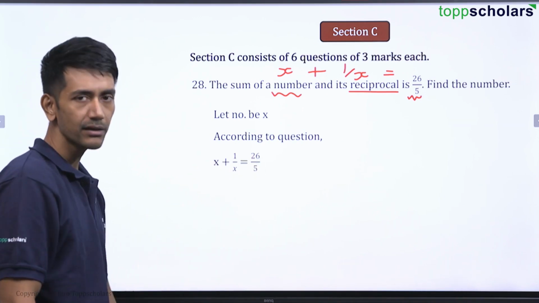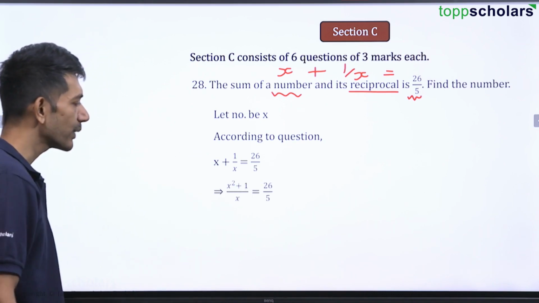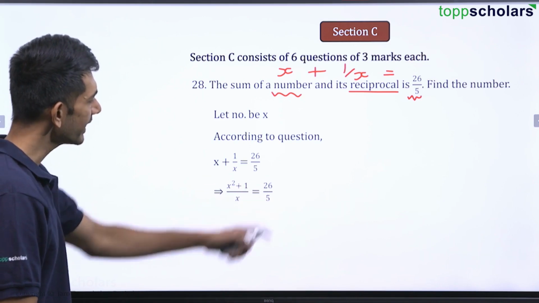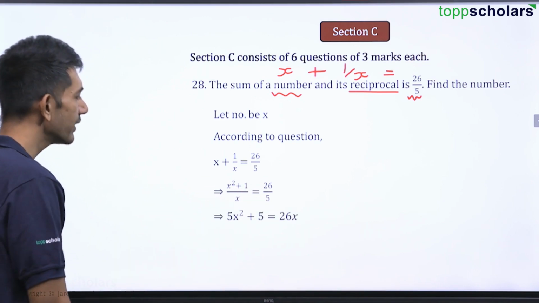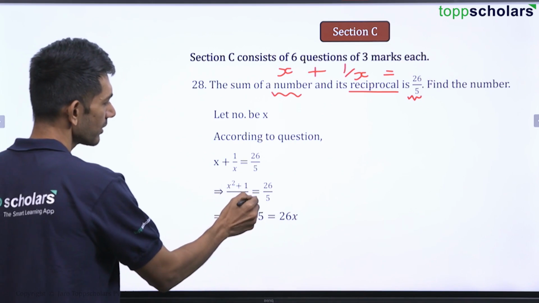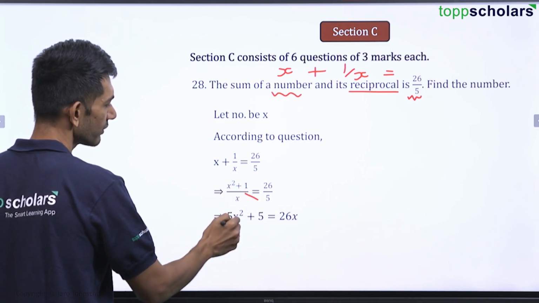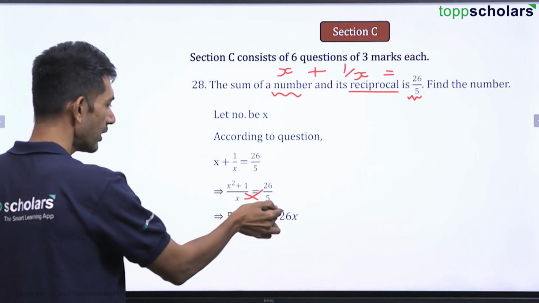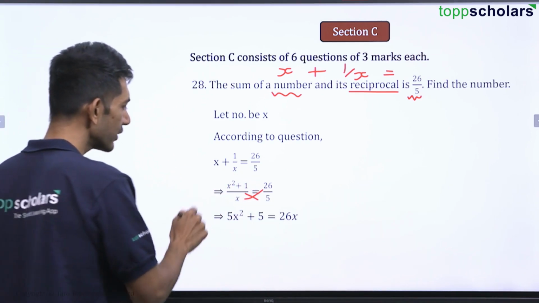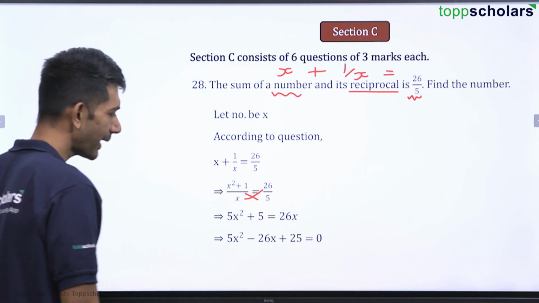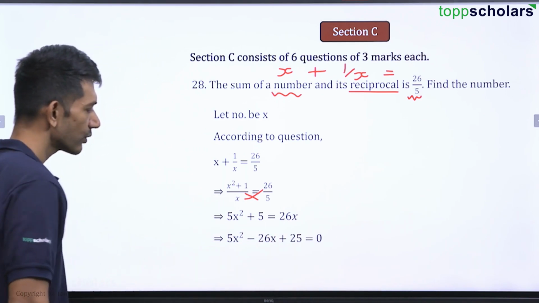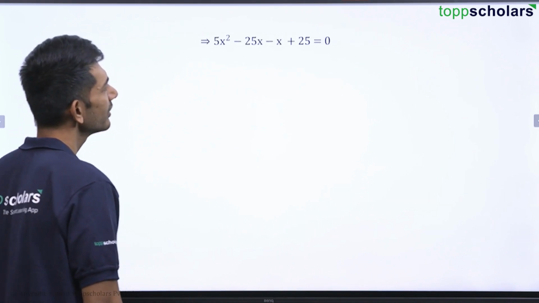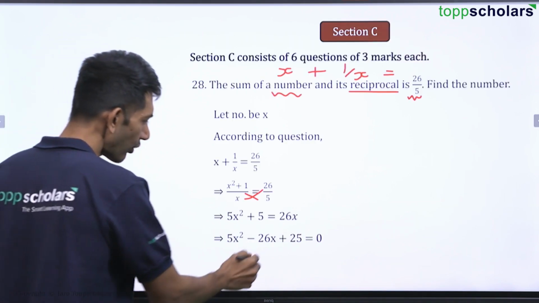You'll get a quadratic here because x and x is going to get multiplied. You get x square plus 1 by x is equal to 26 by 5. 5 goes on the other side, x goes on the other side. You get 5 into x square plus 1, right? 5 into x square plus 1 is 5x square plus 5 is equal to 26 into x is 26x. 26x comes on the left hand side. You get 5x square minus 26x plus 25 is equal to 0. Correct? And then once you have this, you can solve the quadratic equation.